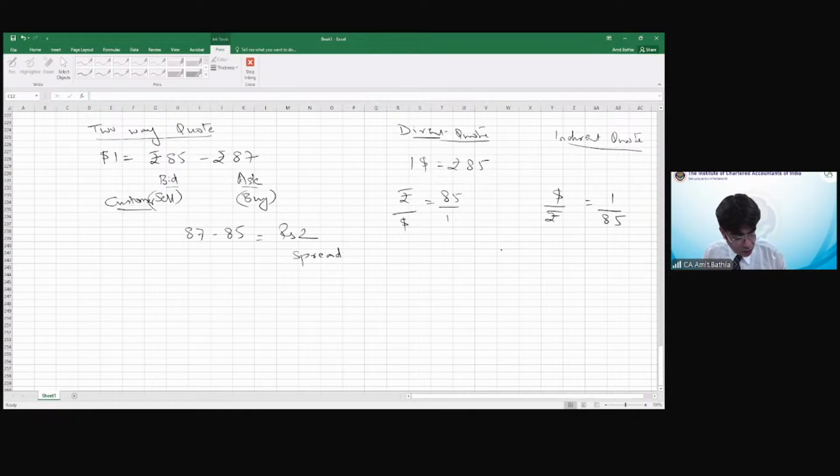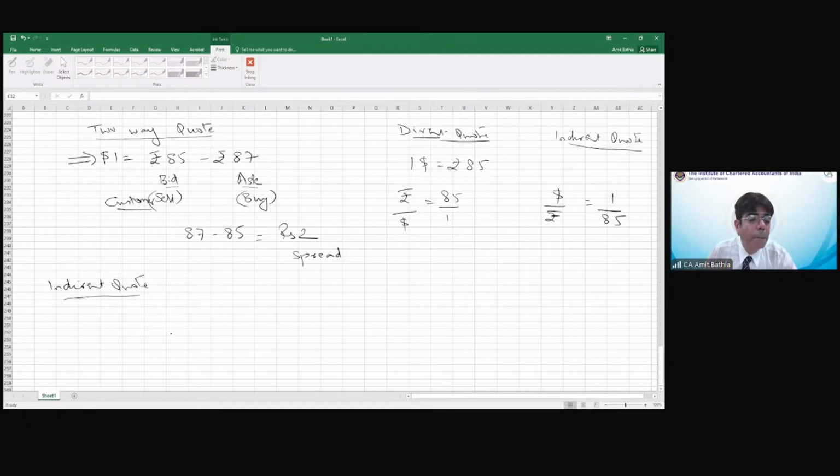Now, since I have a two-way quote, how will I go from direct to indirect? I have already got this two-way quote available to me, where I have the bid price and the ask price. I want to convert this into an indirect quote, but still a two-way quote, not a one-way quote. This was a one-way quote over here, just a single quote. Here I have a two-way quote, which I now want to convert into an indirect quote. So how do I do that?